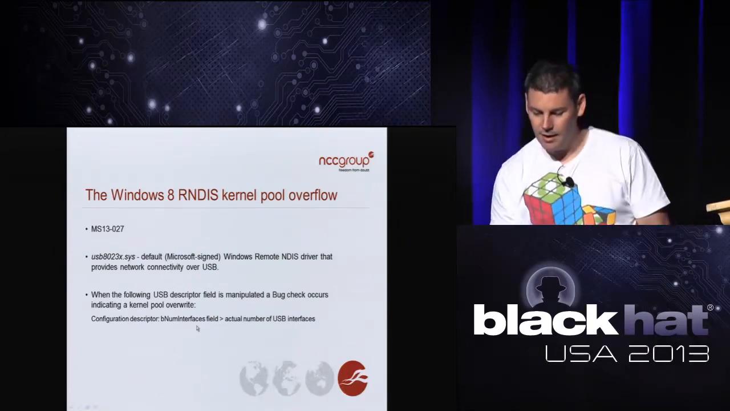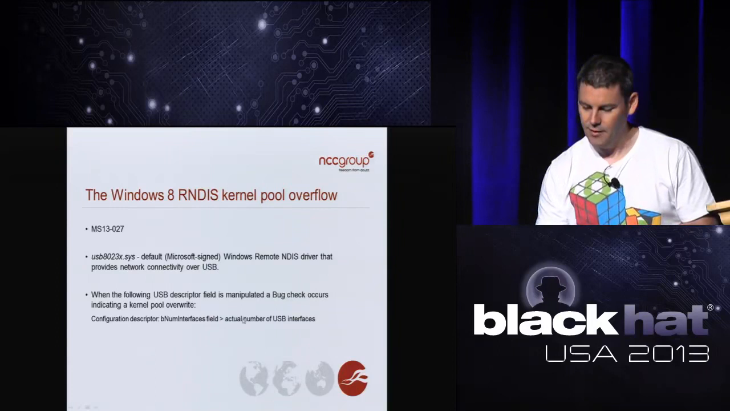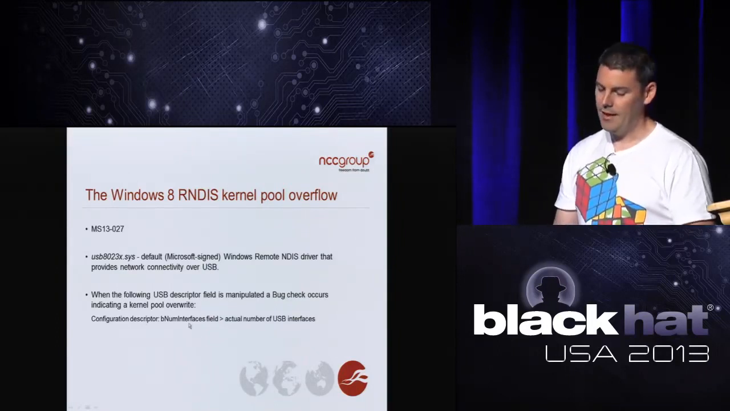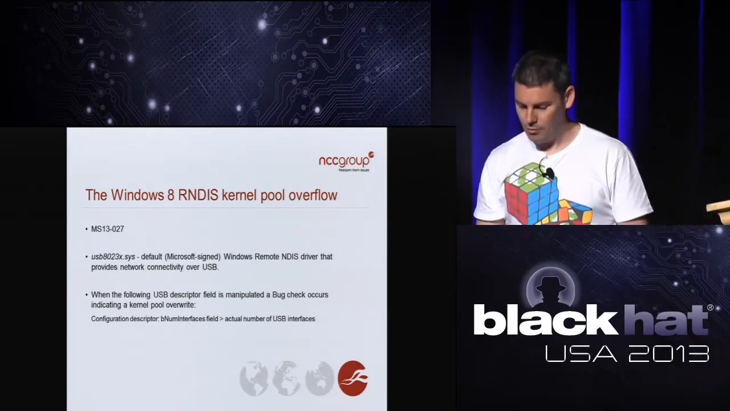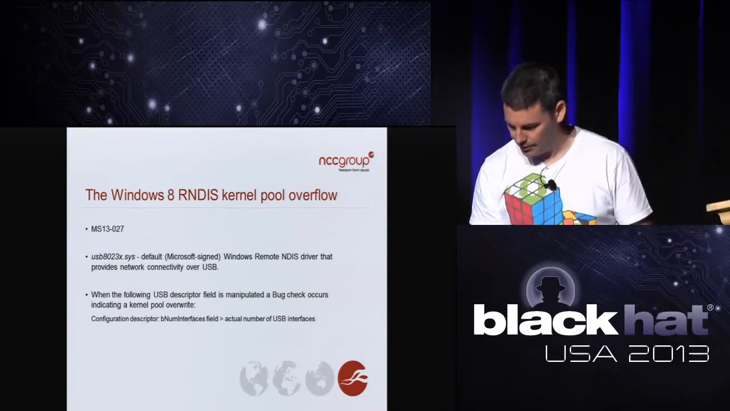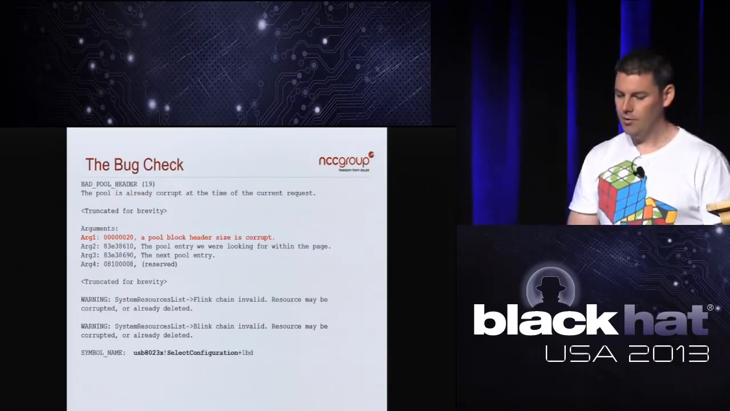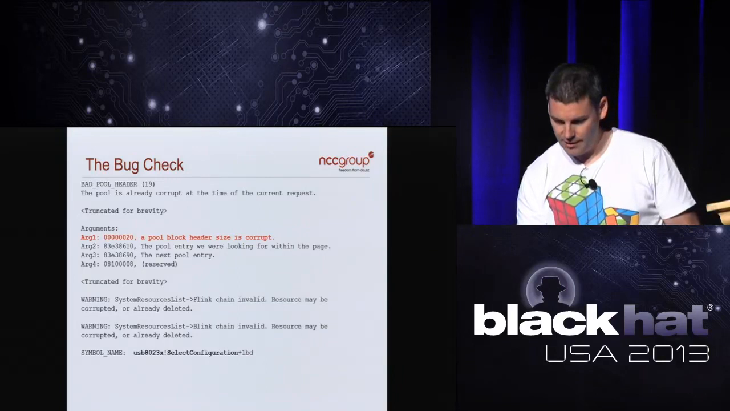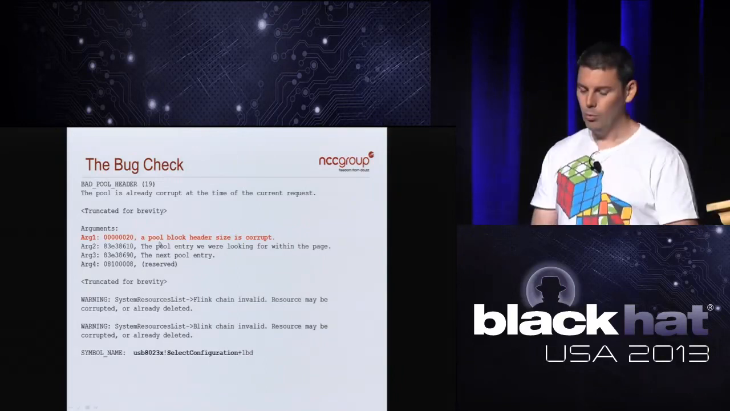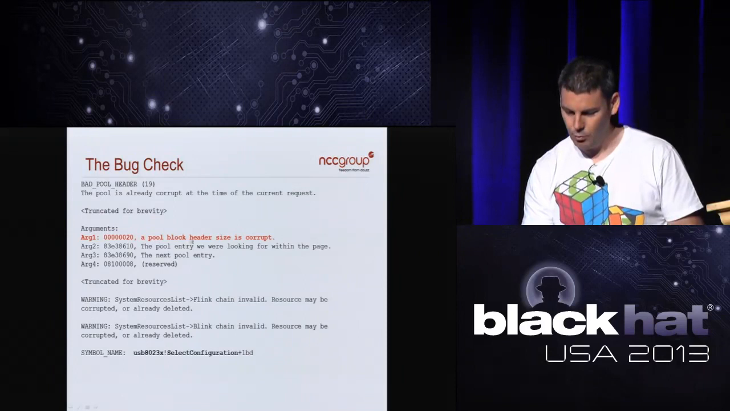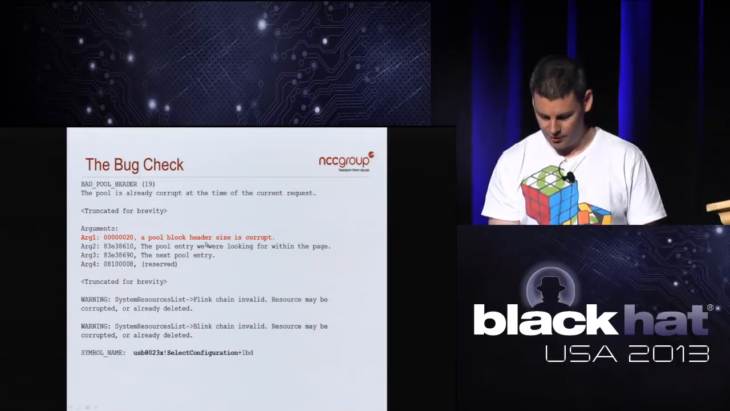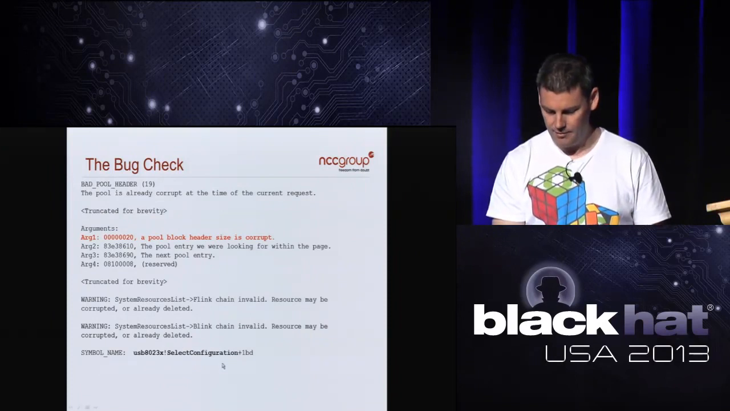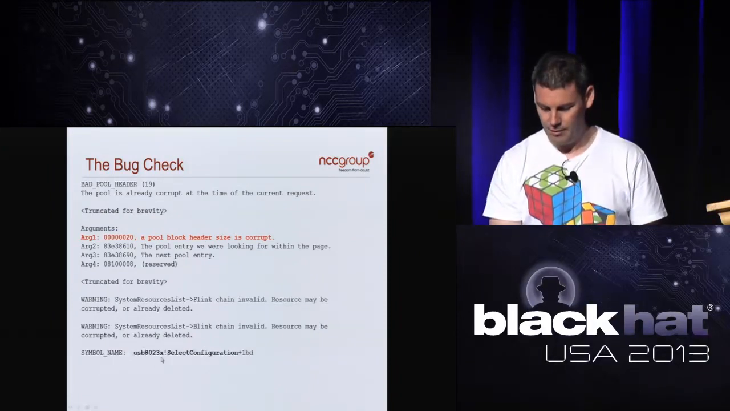So through mutation-based fuzzing, I discovered that there's a field within the configuration descriptor which talks about the number of interfaces. And if that number is actually greater than the actual number of interfaces, this kernel pool overflow occurs. So in the bug check, you can straight away see that it's pool related because you've got this "pool block header size is corrupt" message, which is nice and useful. And it tells us that it's within the function select configuration in that particular driver.